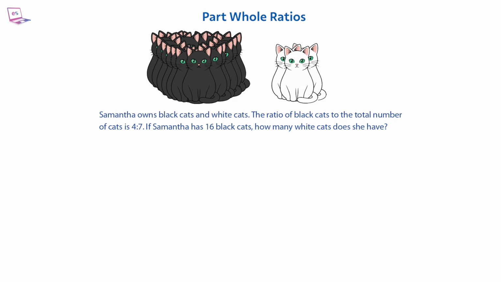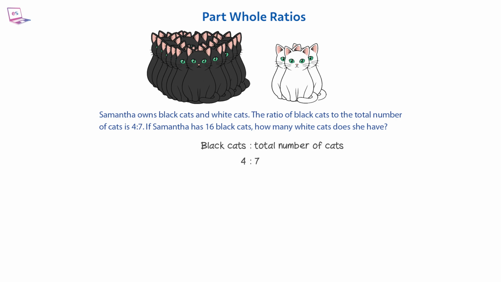As the name implies, one side of the ratio represents the whole, while the other represents a part. Here, the ratio of black cats and total number of cats is given as 4:7. For every 7 cats she has, only 4 are black cats. Therefore, the remaining will be white cats.